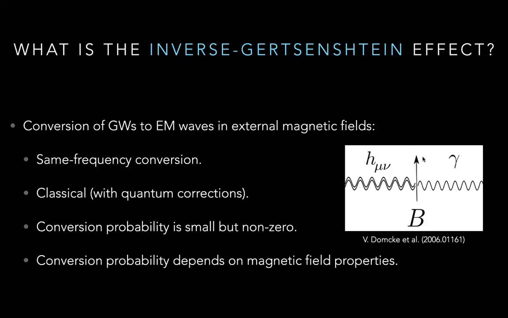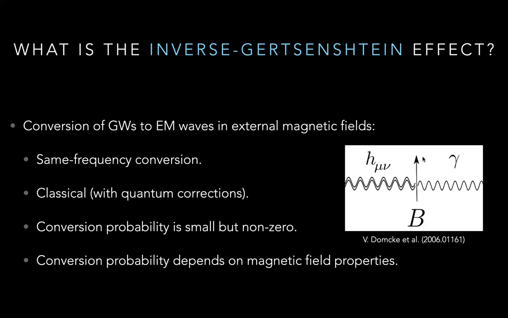And this is a picture, a description of how it happens. So you need an external magnetic field somewhere, indicated by this B here, pointing up in this case. And then you have a gravitational wave, indicated by its strain amplitude, h mu nu, that travels from left to right, perpendicular to the direction of the B field. And at the other side of the B field, you have a fraction of the h mu nu, the gravitational wave strain amplitude, converting to photons.